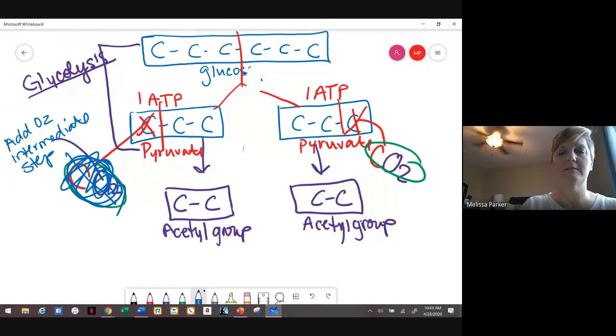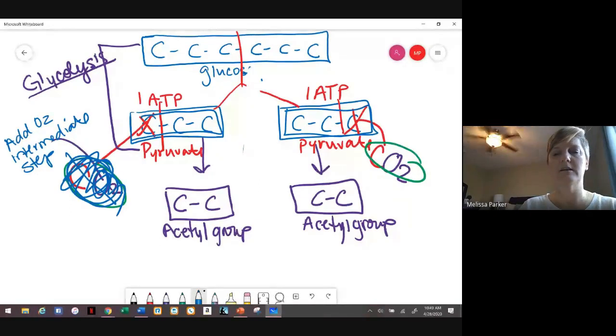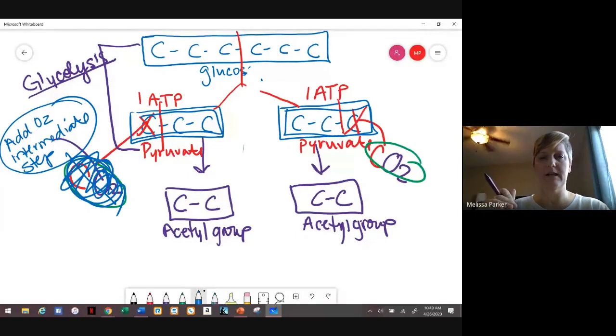I can take this though, right? I can take 2 of these and I could make glucose. But once we add oxygen, it's irreversible. And that step is called the intermediate step. So if you're at the intermediate step, you cannot go backwards toward glucose.